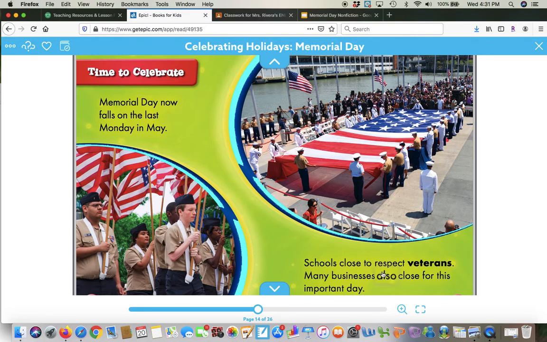Schools close to respect veterans. A veteran is a person who served in our military or our war, went to war and things like that. Many businesses also close for this important day. Now, we're not in school right now because of the coronavirus, but if we were going to school like we normally do, we would have off this day. So we do have off on Memorial Day. There's no Google Meets on Memorial Day because we still want to honor this day. It is still a holiday.